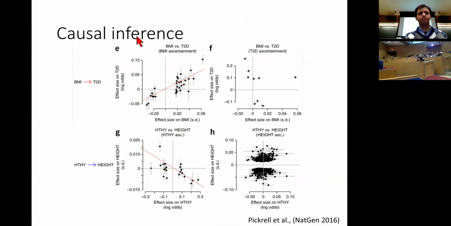Here are some additional examples. So BMI has an effect on type 2 diabetes, but not the other way around. So basically, again, BMI, body mass index, is a huge risk factor for type 2 diabetes, but type 2 diabetes does not lead to obesity. And conversely, having greater than normal thyroid activity is associated inversely with height, but not the other way around.